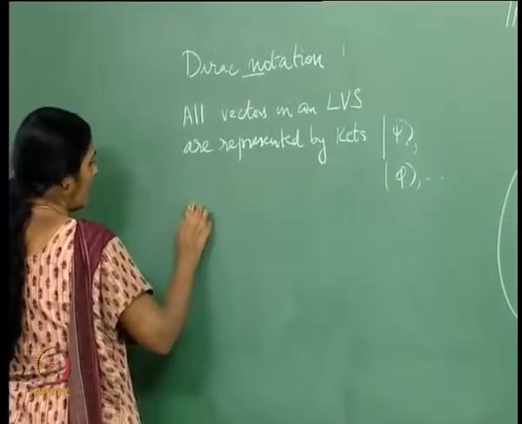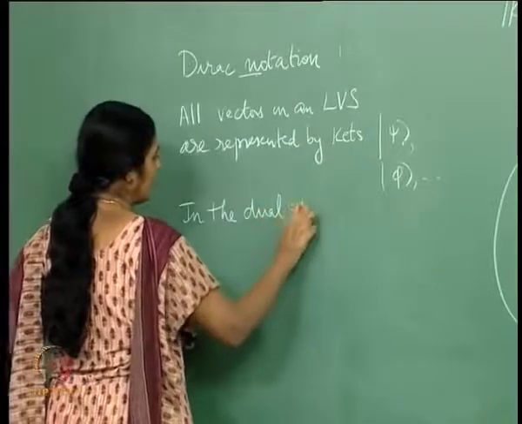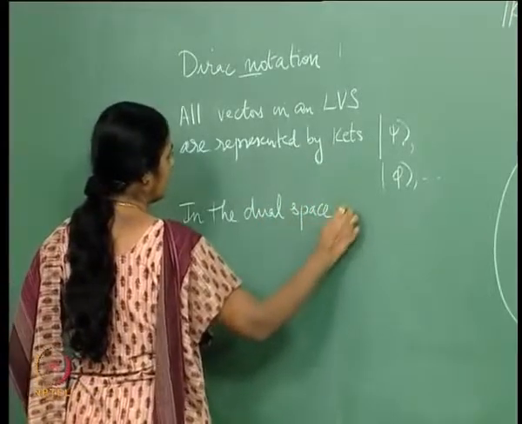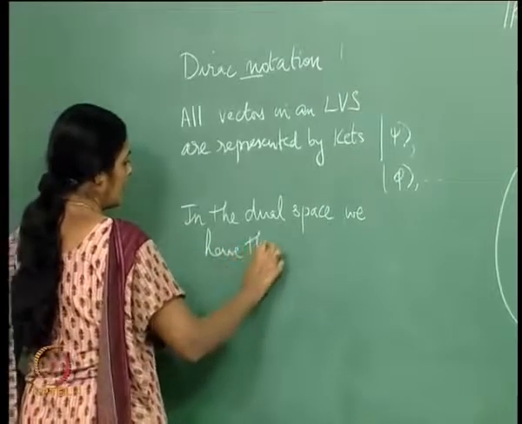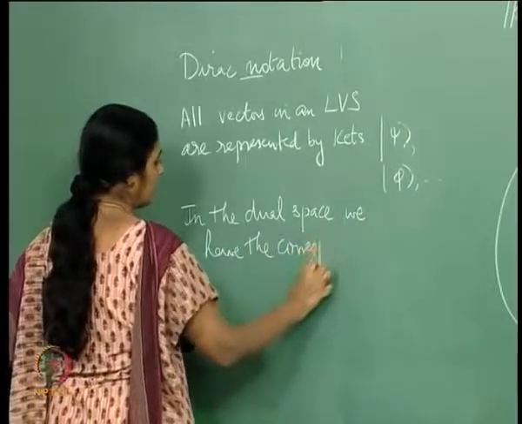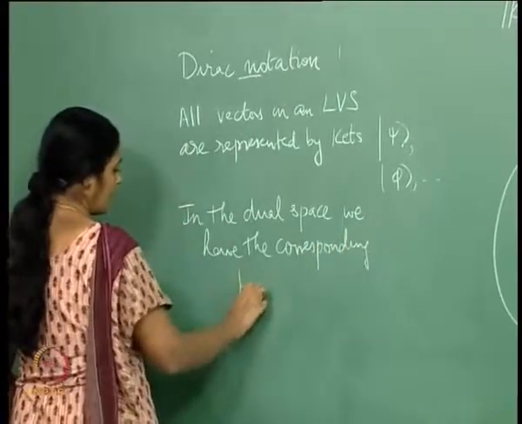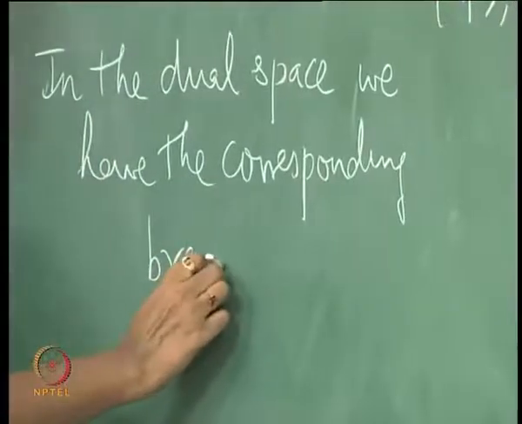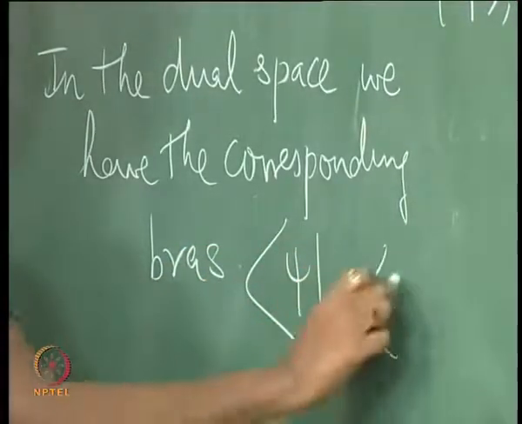In the dual space we have the corresponding bra vectors. I call them the bras. So, this is how you represent a bra.